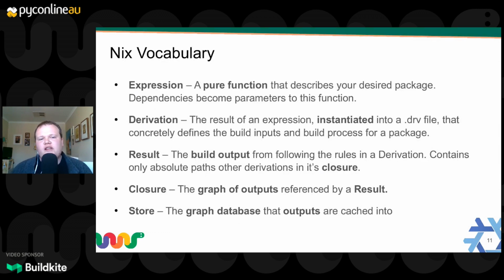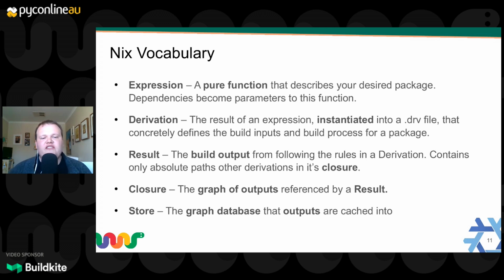Now I want to define some terms. In Nix we talk about expressions, and expressions are pure functions that describe your desired package or package set. Their dependencies become parameters to this function, and this is fairly standard for people who work with dependency injection systems. A derivation is the result of an expression instantiated into a .drv file, and that file concretely defines the build inputs and build process for a package, including all the hashes of the inputs. And it will give you a derivation that has a hash on the output.